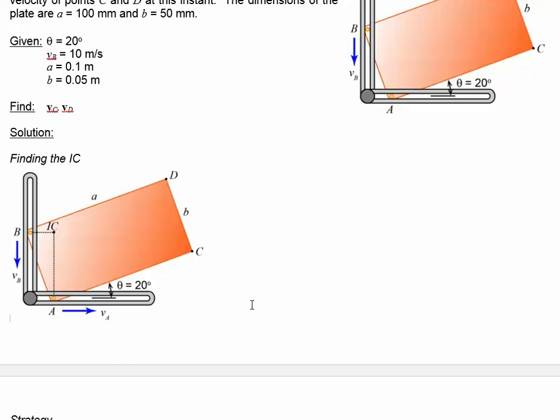So let's see how we're going to solve this problem. The strategy that we're going to use is to avail ourselves of the relative velocity equation, which states that the velocity of one point is equal to the velocity of another point plus omega cross the distance between the 2 points. We're going to just apply this equation several times.